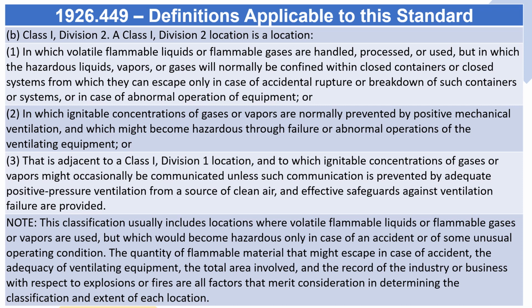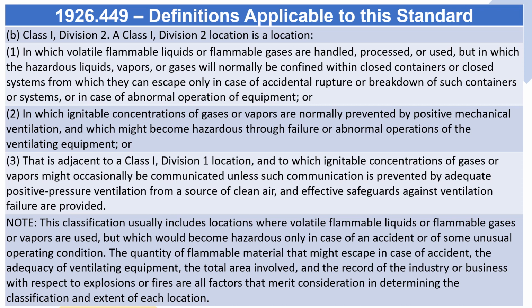B. Class 1, Division 2. A Class 1, Division 2 location is a location 1. In which volatile flammable liquids or flammable gases are handled, processed, or used, but in which the hazardous liquids, vapors, or gases will normally be confined within closed containers, or closed systems from which they can escape only in case of accidental rupture or breakdown of such containers or systems, or in case of abnormal operation of equipment, or 2.